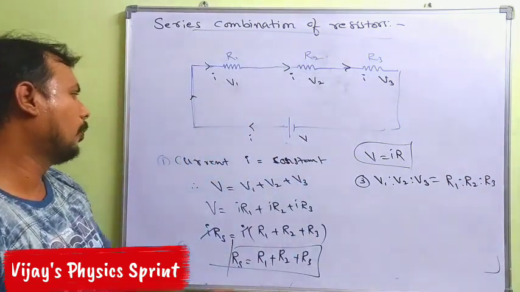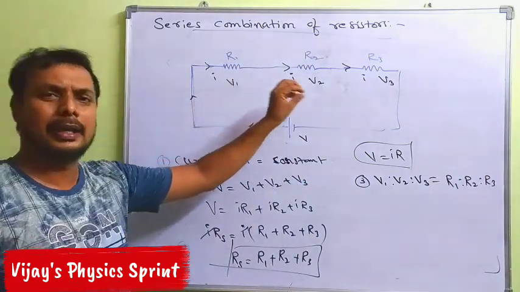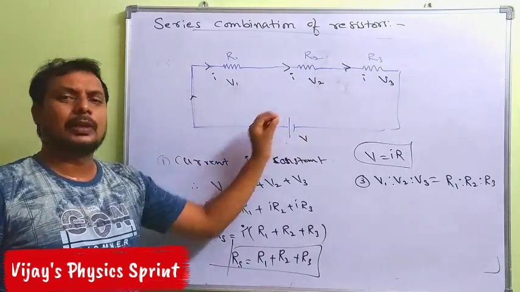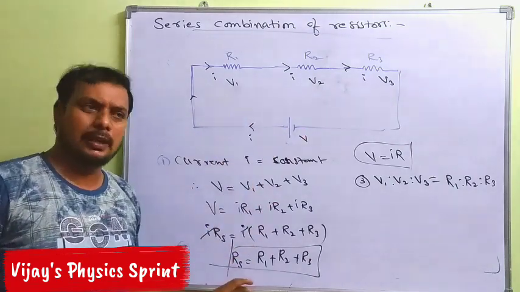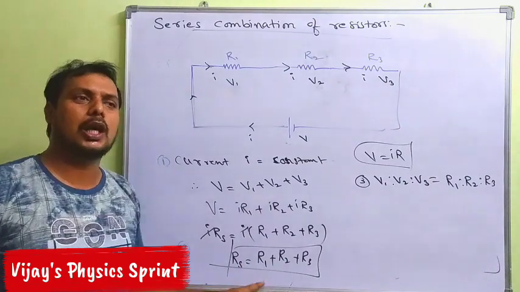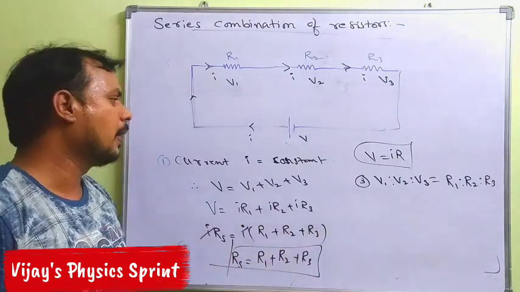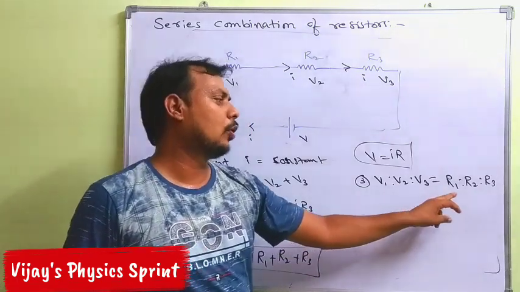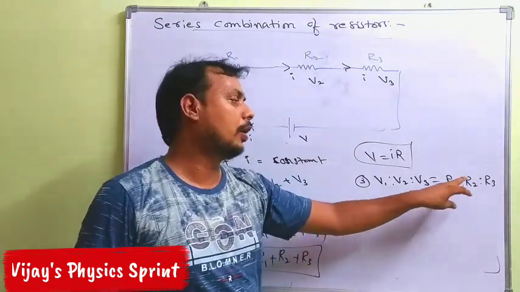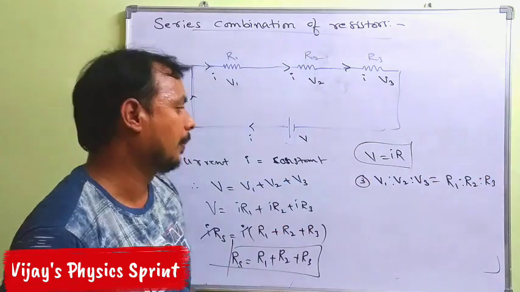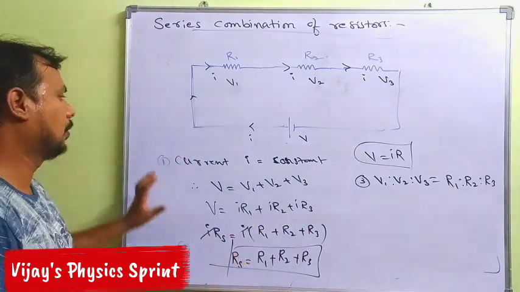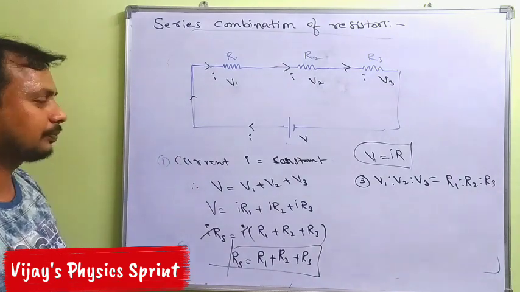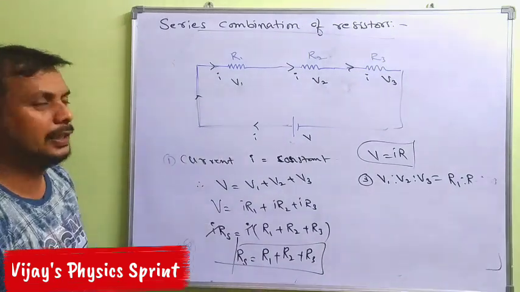Okay, in series combination, the current is equal through all resistors. Second point, the effective resistance is equal to the sum of all the resistances. RS is equal to R1 plus R2 plus R3 up to so on. And if we find the voltage drop ratio, it is equal to the ratio of the resistors R1, R2, R3 up to so on. Any doubts here? Right. So this is the series combination of the resistors.